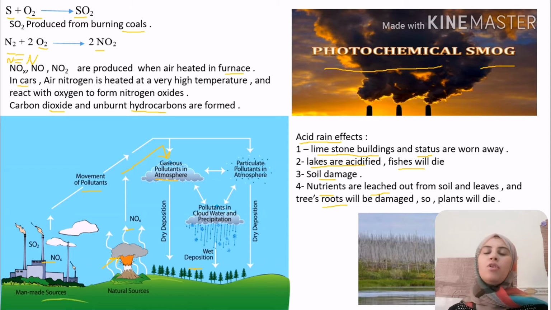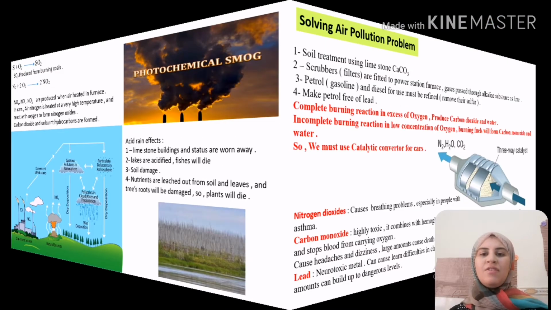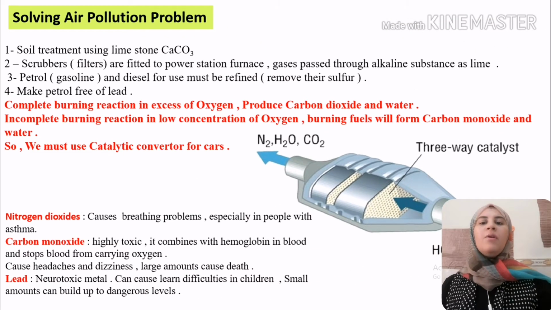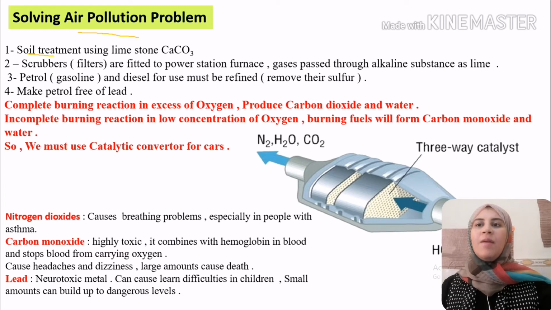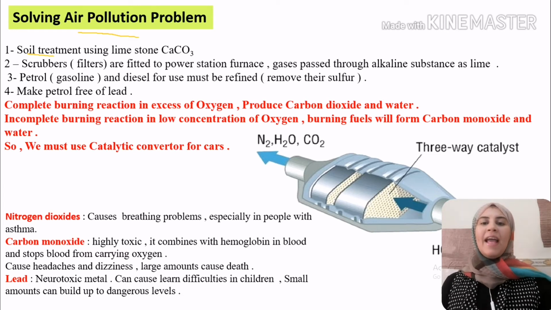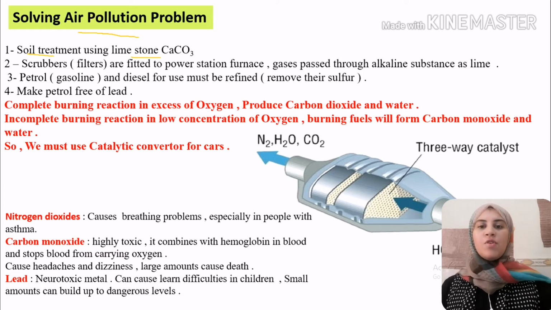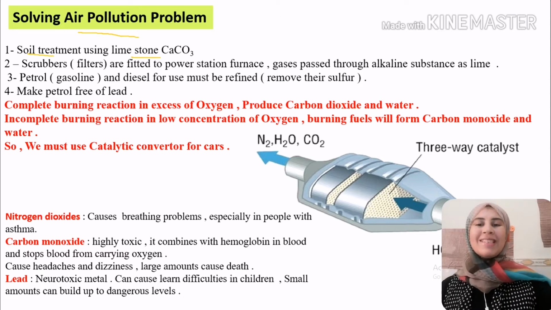Now we will transfer to how we can solve air pollution problems. To solve air pollution problems, at first, we can treat the soil by using calcium carbonate. Calcium carbonate is limestone. So by adding calcium carbonate, limestone, we will treat damaged soil.